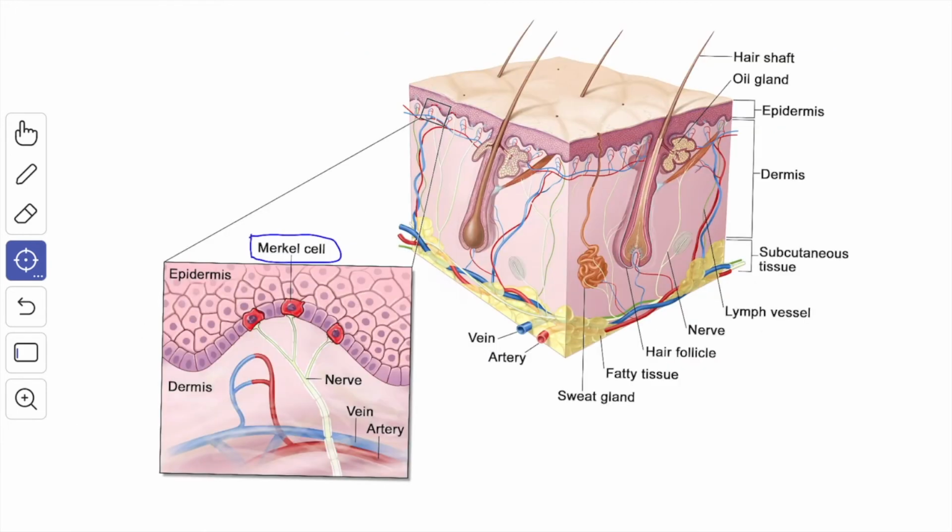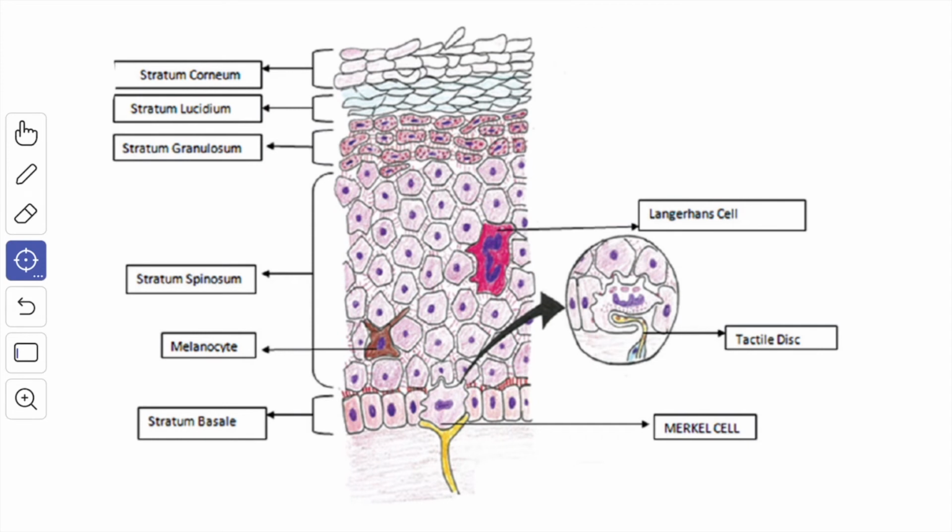The next cells we'll see are the cells of Merkel. The basal layer of the epidermis contains specialized sensory cells called cells of Merkel, and sensory nerve endings are present in relation to these cells. To remember, the epidermis consists of keratinocytes, melanocytes, dendritic cells of Langerhans and Merkel cells.